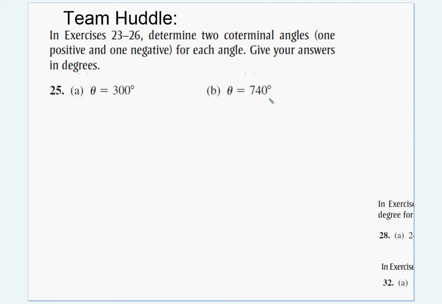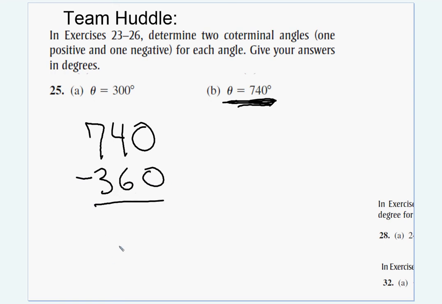Now, when I look at B, I notice it's already bigger than one full circle. It's already beyond a full circle, 360. So to get to a positive coterminal, we can actually just subtract. So here we are at our given angle 740. If we subtract 360, that's going to take us to 380. So here is a positive coterminal angle.